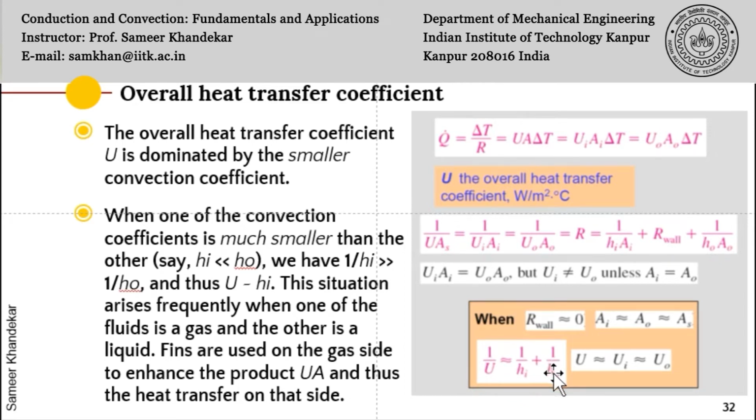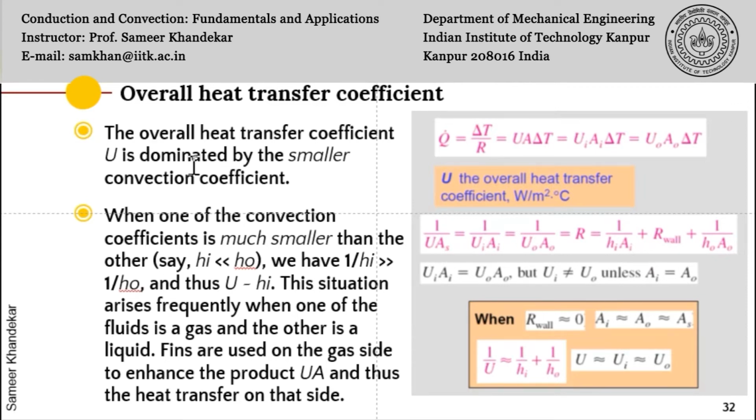So now there are three resistances: one because of the convection at the inside, one because of the convection outside, and one the wall. The wall resistance can be there or it may be neglected, depending on the actual magnitude of these three resistances. Now, which one of them is dominant? So we can discuss this.